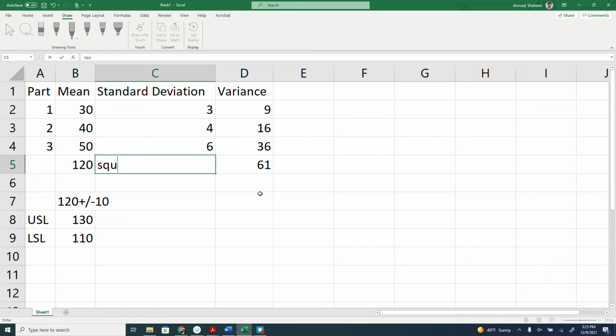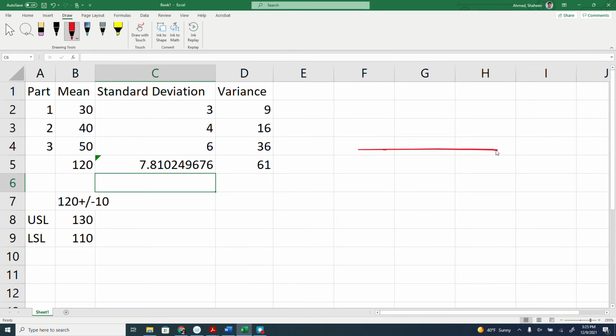So then we can find out the standard deviation as the square root of this variance. So that's the standard deviation for these three components if we add them together. So now we can find the probability. So in Excel, there is a function we can use to calculate the probability. So for example, think about this. If you assemble these three parts, then you'll see the final dimension will be normally distributed.